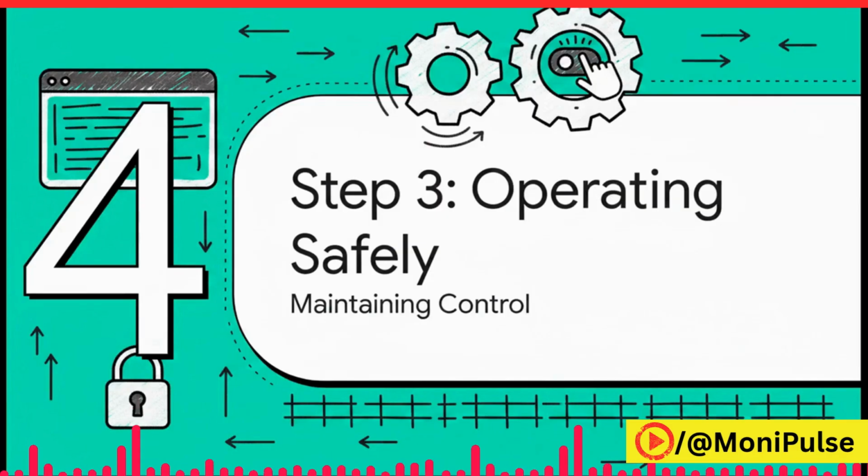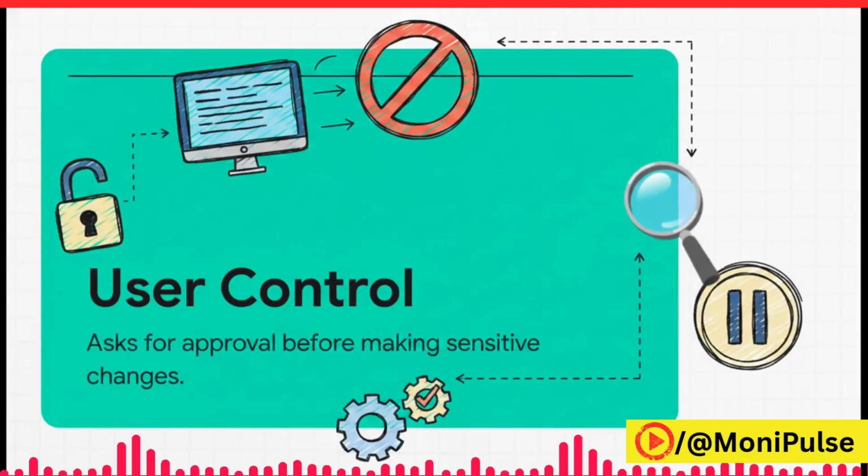Okay, but let's look at step three, operating safely and maintaining user control. So, the crucial point here, because I know giving an AI unrestricted access to execute shell commands and edit code sounds, well, a little intimidating, is that you are never out of the loop. Claude Code operates with a really robust built-in safety mechanism called user control. Basically, it's designed to pause and ask for your explicit approval before making any sensitive changes or running destructive commands. So you get the incredible speed of an autonomous agent wrapped up in the total peace of mind that you hold the ultimate veto power.